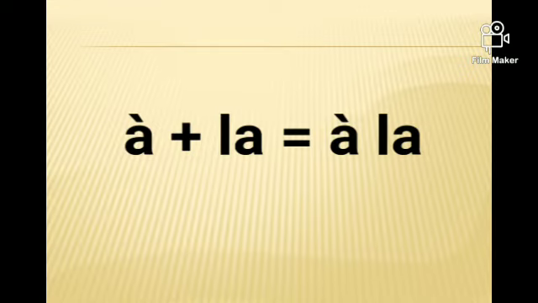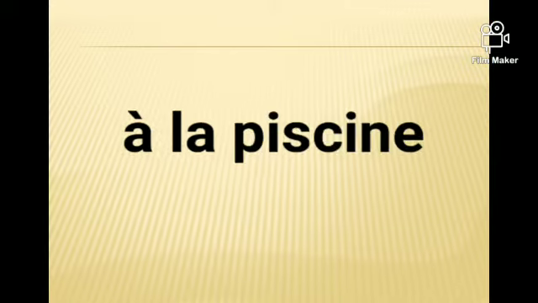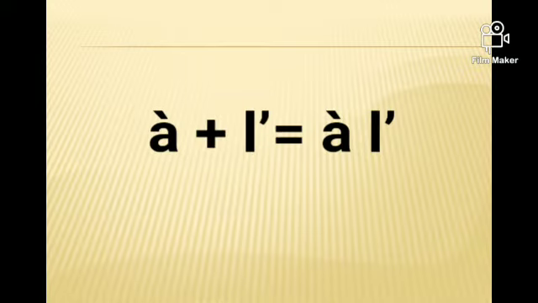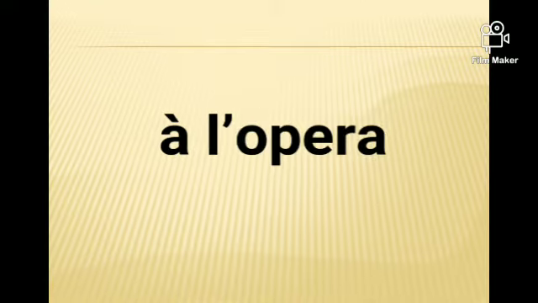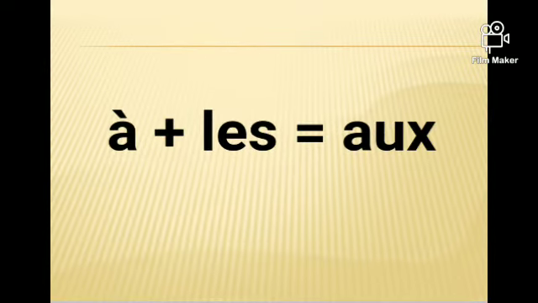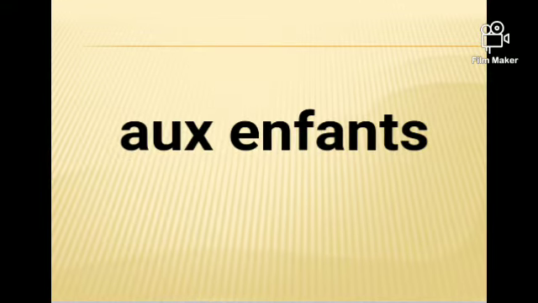À la is formed by joining preposition à, feminine singular, and definite article la. Example, à la piscine. À l' is formed by joining preposition à and definite article l'. Example, à l'opéra. Aux is formed by joining preposition à, plural masculine and feminine, and definite article les. Example, aux enfants.